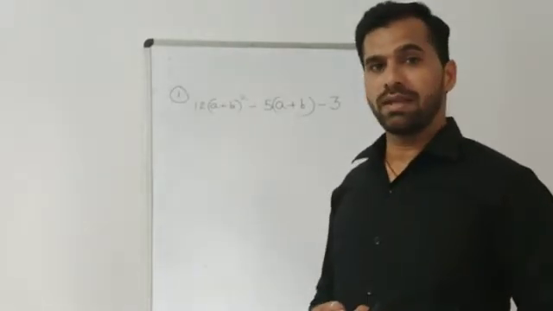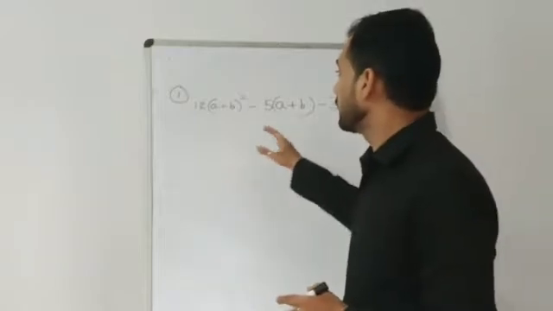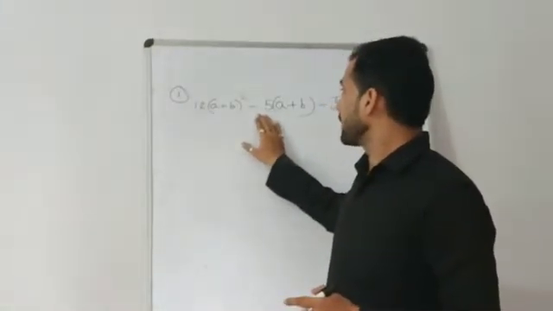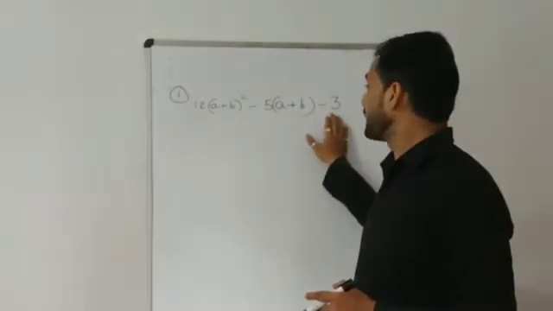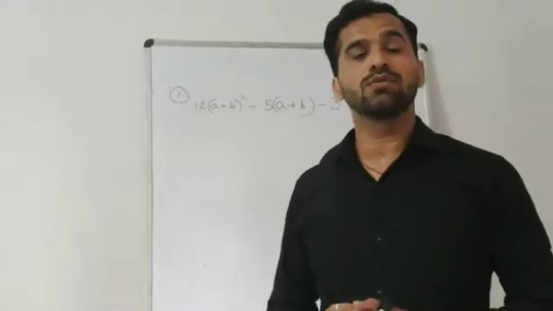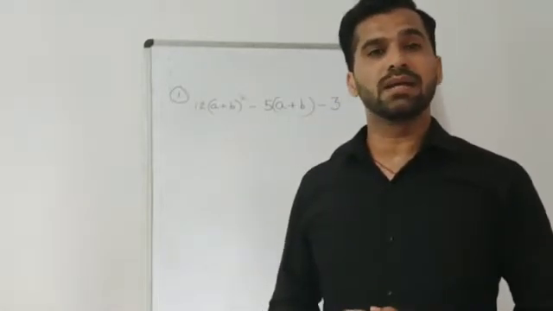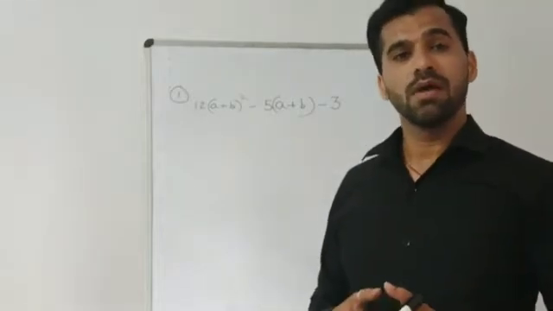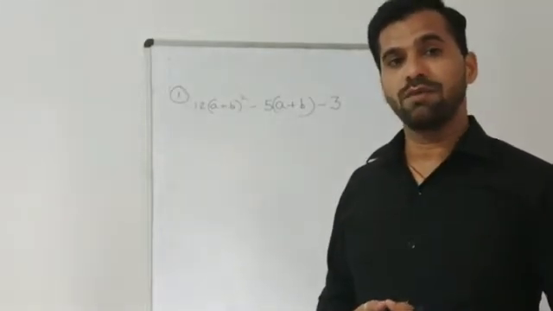In what different manner? Now we have been given a question like this: 12(a + b)² minus 5(a + b) minus 3. In this type of question we have to solve by splitting the middle term, but by substituting some other value. What do we have to substitute?